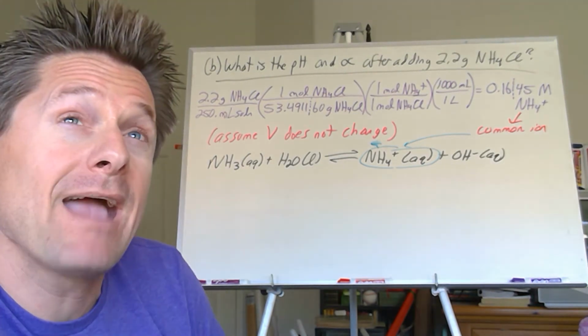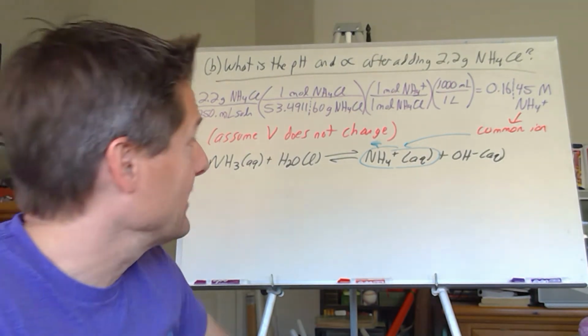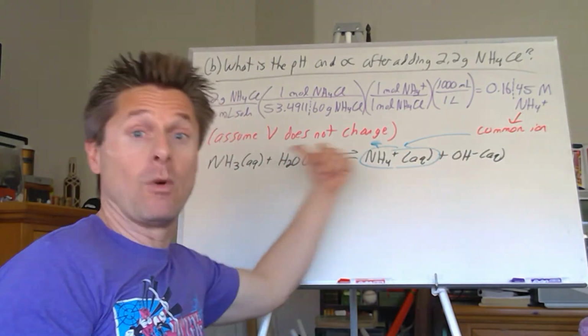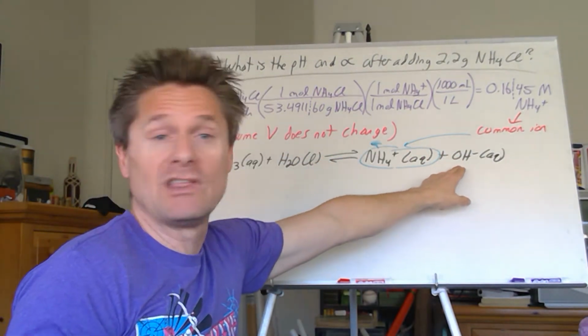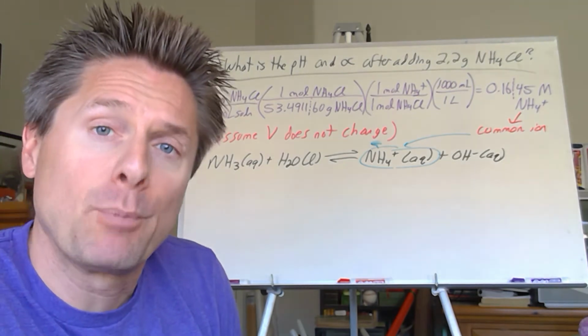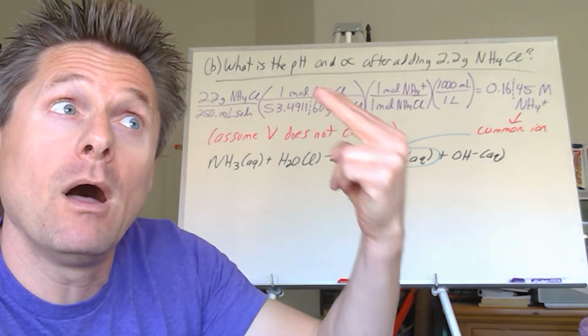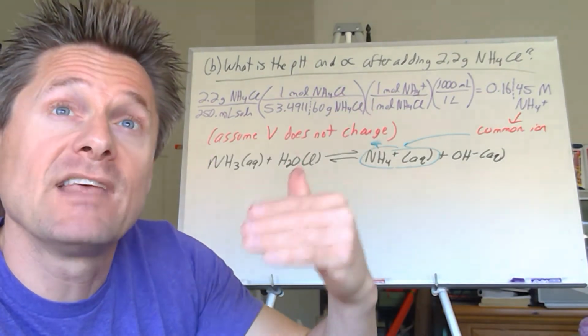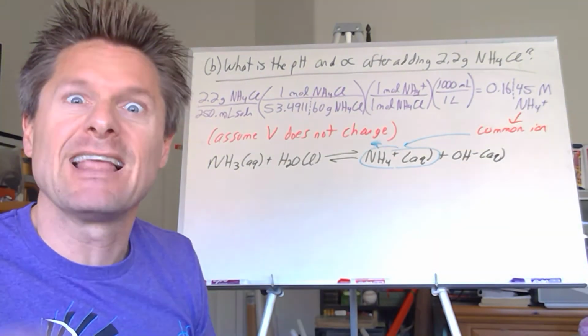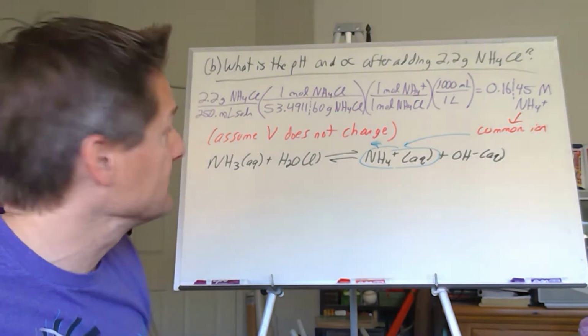So I would expect the solution would be less basic. We're going to have less hydroxide. Since we're going this way, we're going to be reducing the amount of hydroxide ion. So the percent ionization should go down, and the pH should go more acidic, so it should go down as well, right? Because it's less basic or more acidic, you got less OH minus.